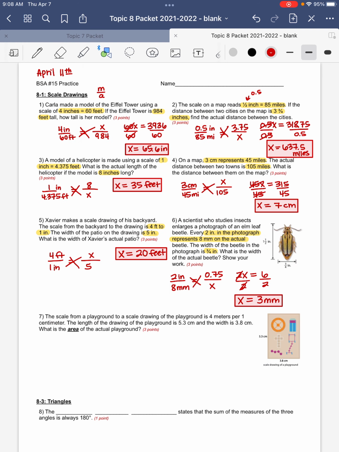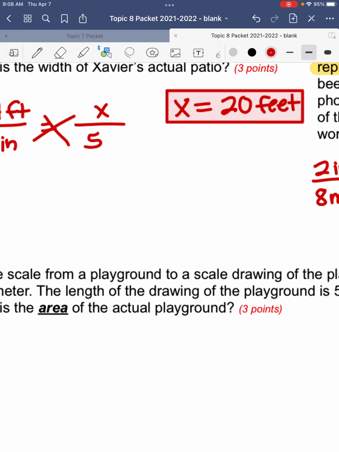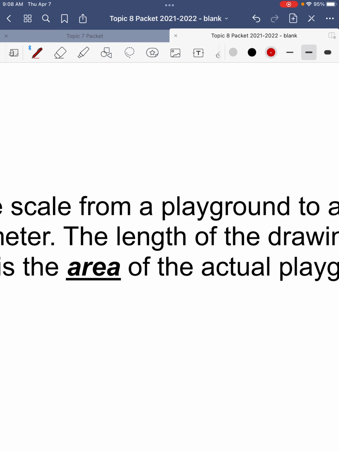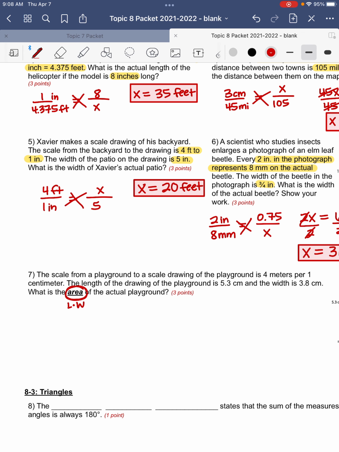Okay. Now number 7. The scale from a playground to a scale drawing of the playground is 4 meters per 1 centimeter. The length of the drawing of the playground is 5.3 centimeters and the width is 3.8 centimeters. What is the area of the actual playground? So this one's a little different because we have to find area. I want you to remember that we find area by multiplying length times width. So I'm going to have to figure out the real life actual width and real life actual length of the playground.